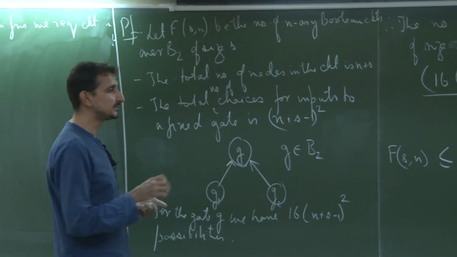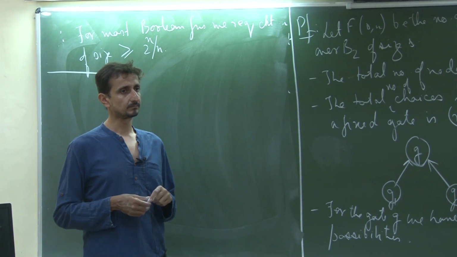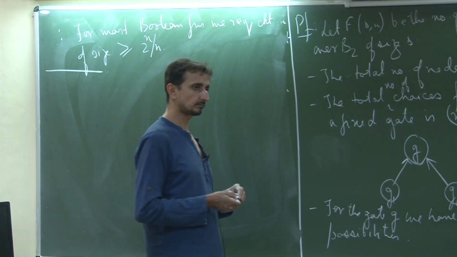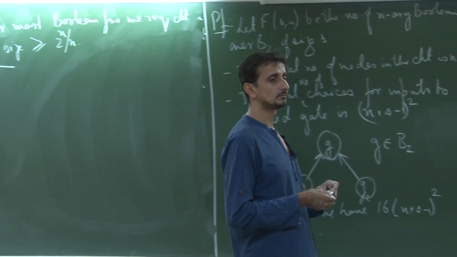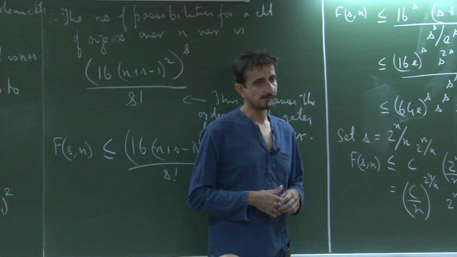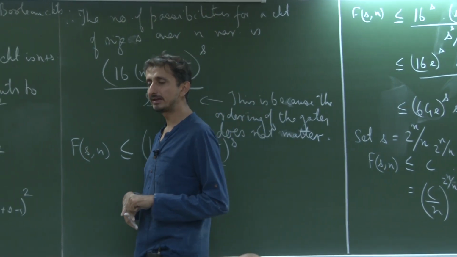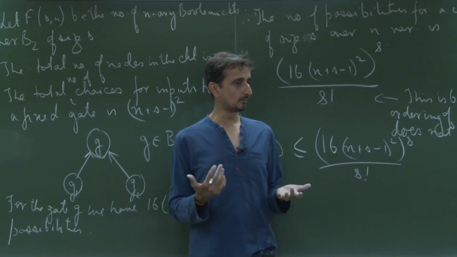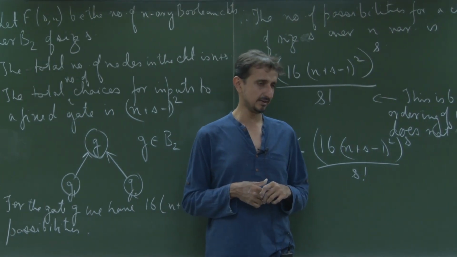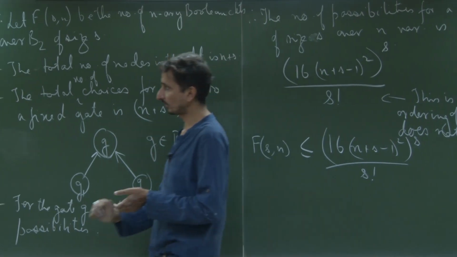So, what is the difference between a circuit and a formula? A formula is a tree. For a circuit, the out-degree of a gate, the fan-out, can be more than 1. For a formula, it is at most 1. In other words, the DAG is a tree over here.